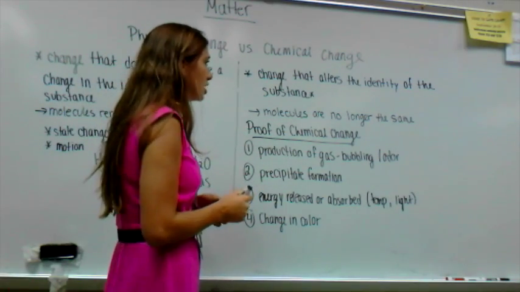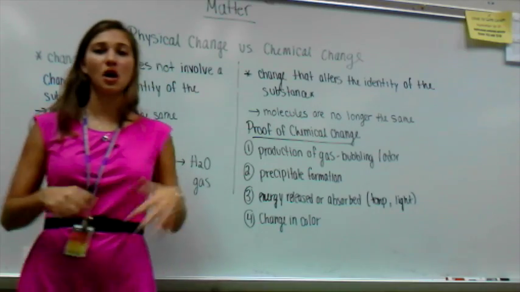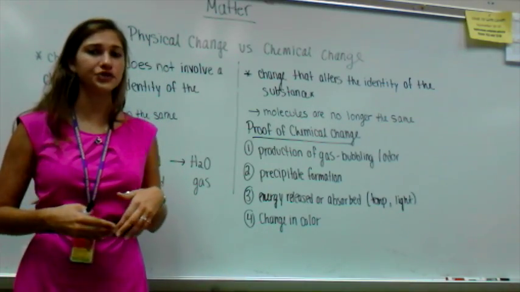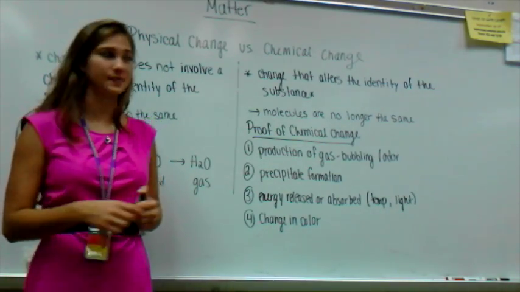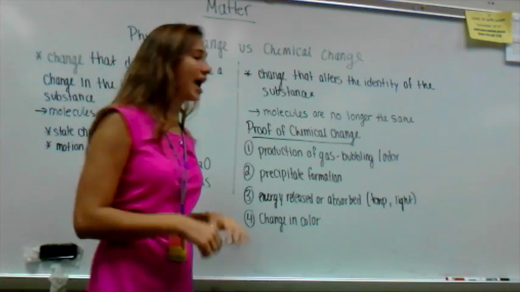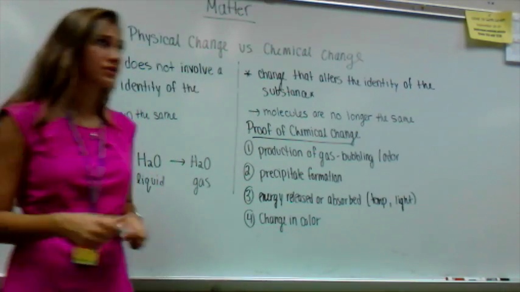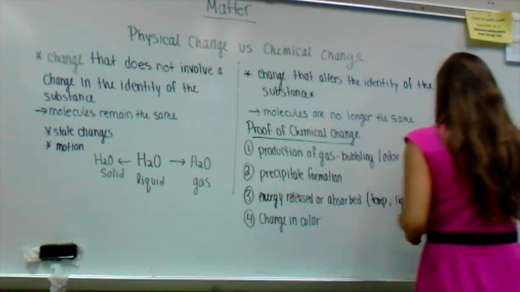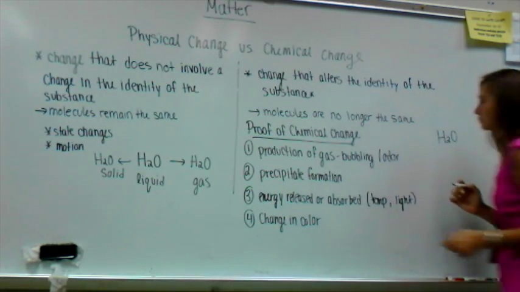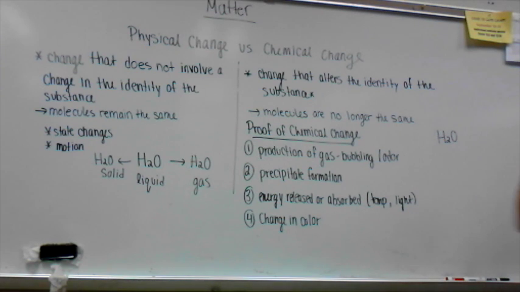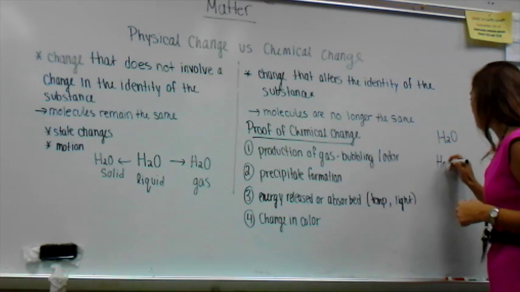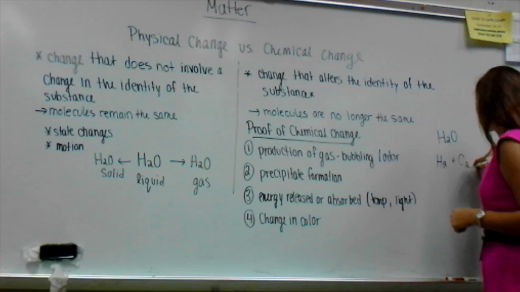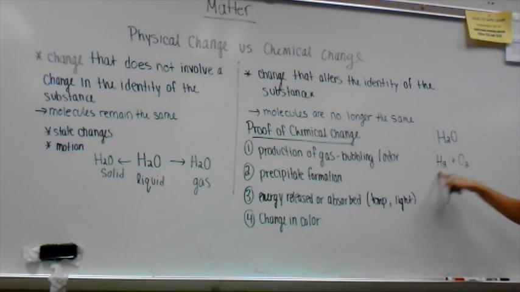A chemical change is a change that alters the identity of the substance. Once you perform a chemical change, you can never get your original substance back. So the molecules are actually changing, they're no longer the same. So here, if I were to again have water, if it were to go under a chemical change, maybe our hydrogens and our oxygens are going to separate. So now I have hydrogen and oxygen, but it's no longer water because they're two separate compounds now.